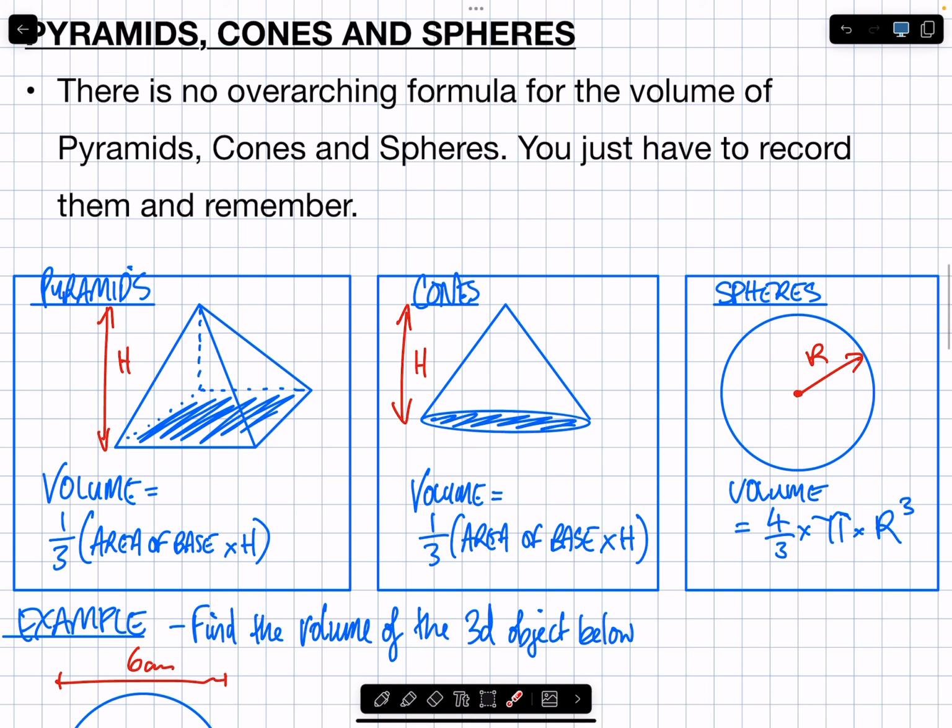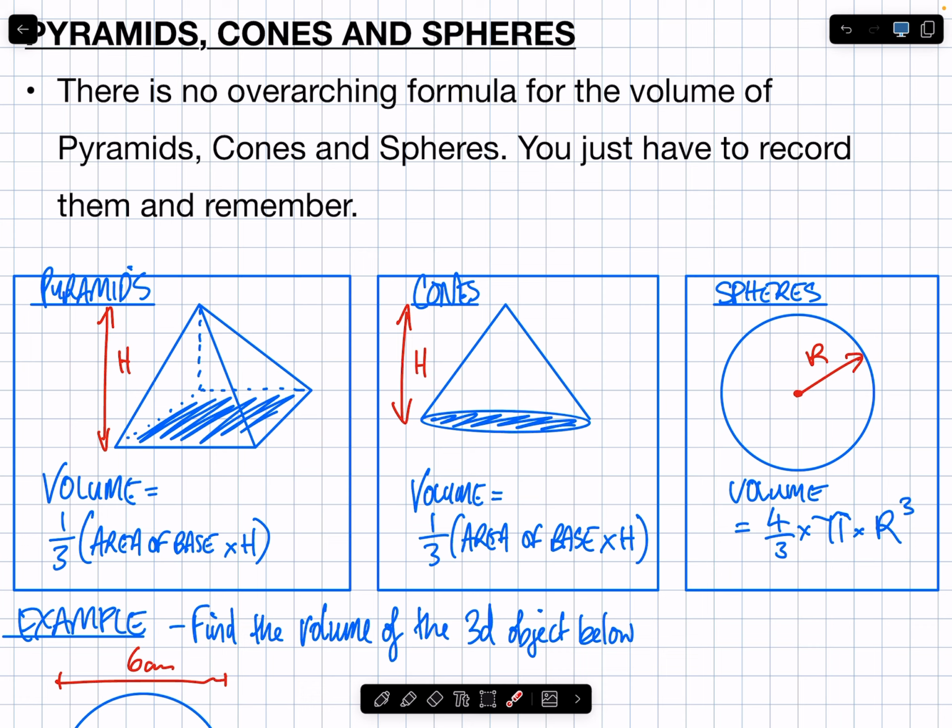So a pyramid: find the area of the base. Pyramids are normally square on the bottom, might be rectangular as well. You know how to find the area of a square or rectangle: length times by width. Times it by how tall the pyramid is. And then times that answer by a third, or divide by 3. That is the volume of a pyramid.